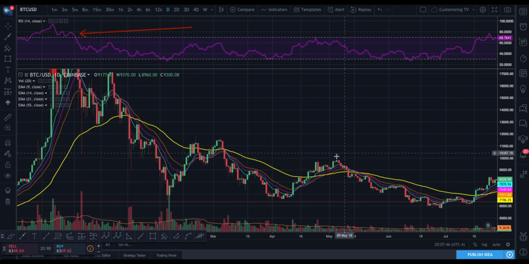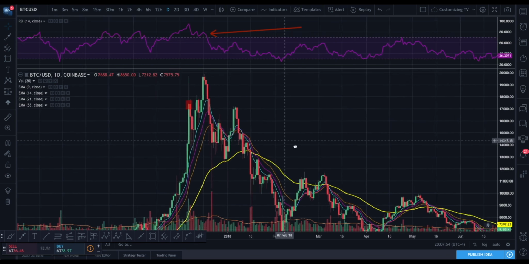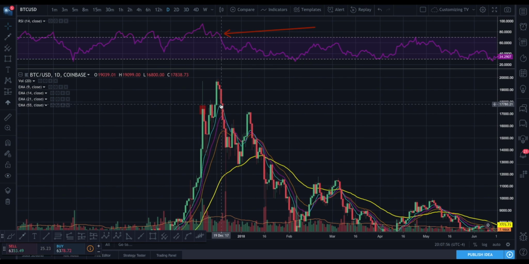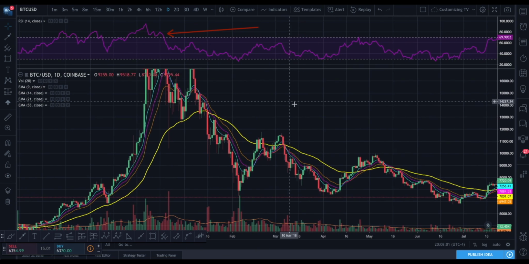The same can be said over here. On this top at 10,000, you had RSI at 70. The last time RSI was at 70 was right here when Bitcoin was at 17,000. 17,000 had the level 70 of RSI, and so did 10,000 here. You understand why this is so important?